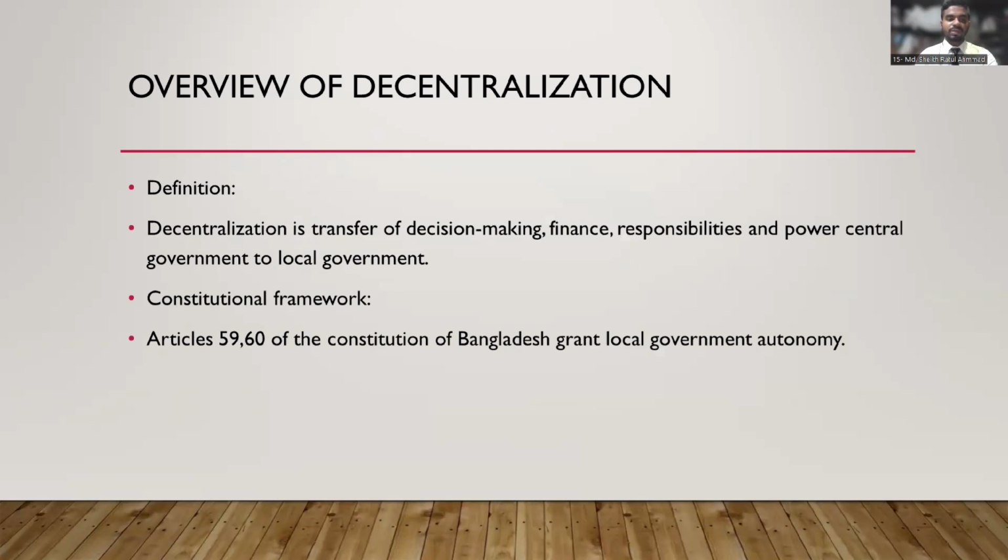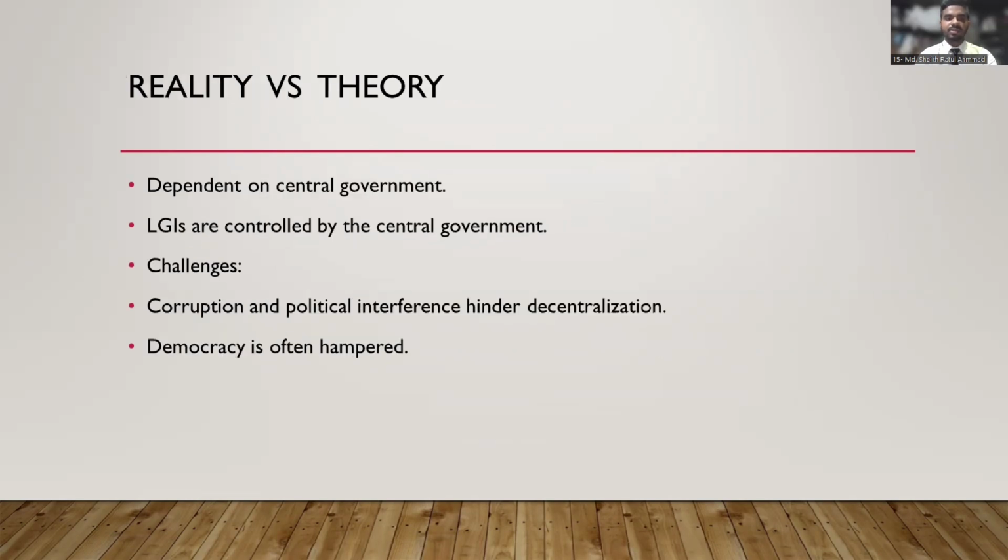As we know, decentralization involves the transfer of decision-making power, financial responsibilities, taxes, and fund collection from the central government to local government. According to Articles 59 and 60 of the Constitution of Bangladesh, local governments are meant to be autonomous. In Article 59, the Constitution says that local government bodies have the power to impose taxes, maintain their budgets, and maintain their funds. But in reality, it is very different.